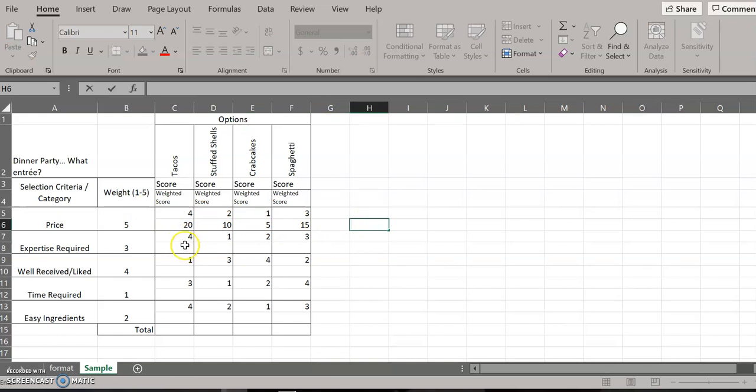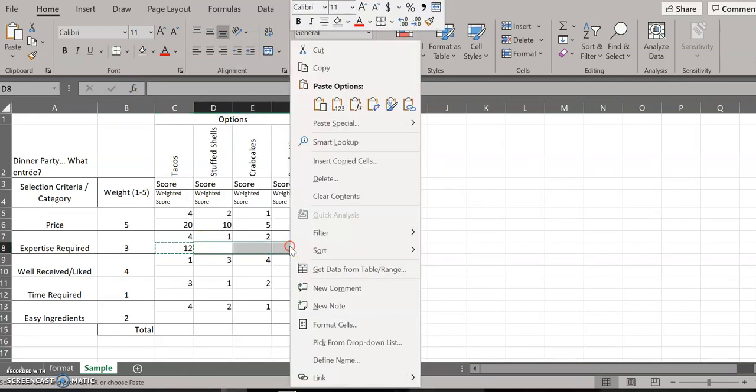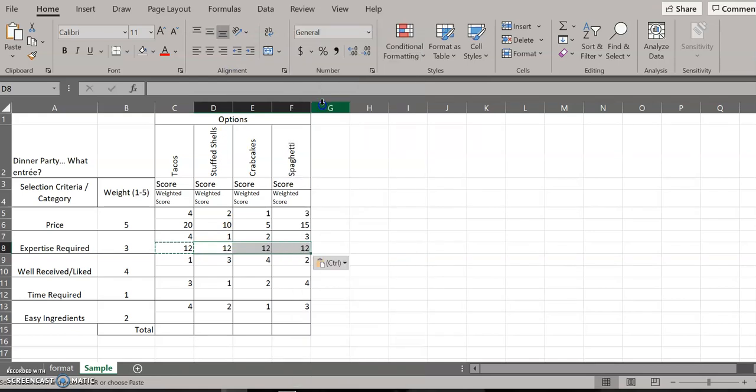Okay, so same thing with this one. I'm going to go equals this number times that number, and I'm going to go ahead and put my dollar signs in here. That way I know that it'll always use that cell for that calculation in that row. And then I'm going to copy and paste that over here for the remaining pieces. Okay, so we're good so far.